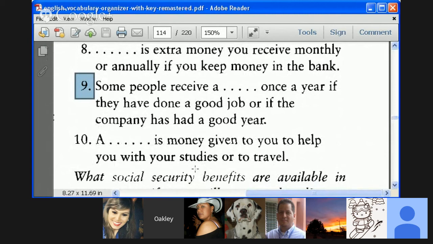Okay. Anyway, Javier, number 9. Some people receive a bonus once a year if they have done a good job or if the company has had a good year. Indeed, a bonus. It doesn't have to be once a year. You can get a bonus anytime, depending on your company. The most common type of bonus for many Westerners is a Christmas bonus. This is very common.